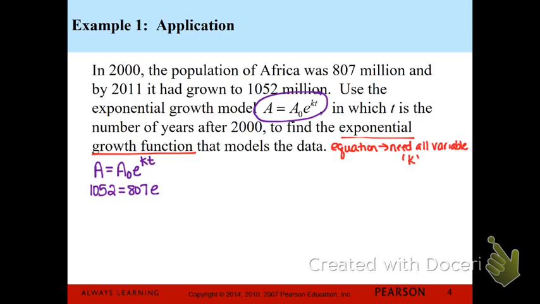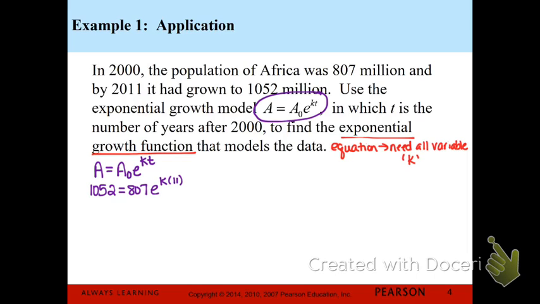E is a number. When you don't know K, how much time did it take for it to go from 807 to 1052? 11 years. How'd you get 11 years? From 2000 to 2011. You could just subtract it, right? All right, good. So now we just need to solve for K.